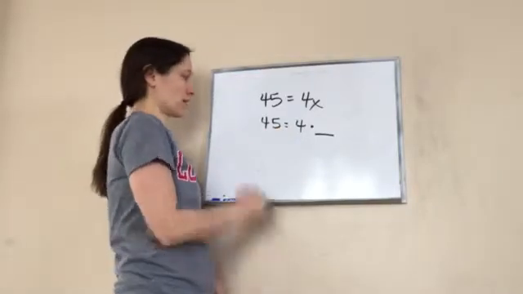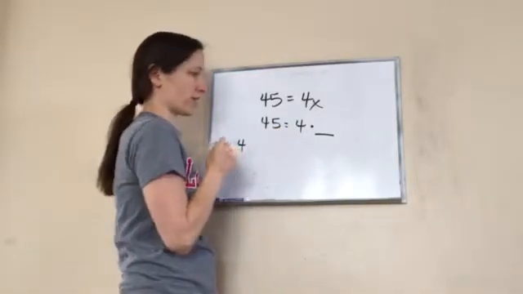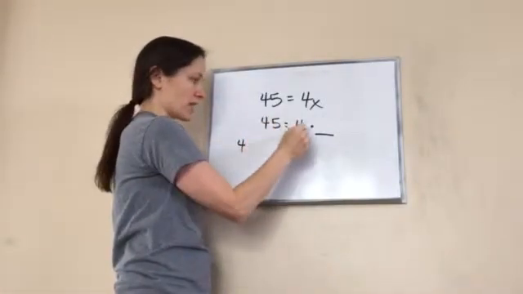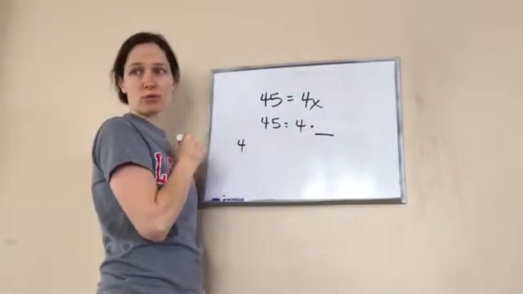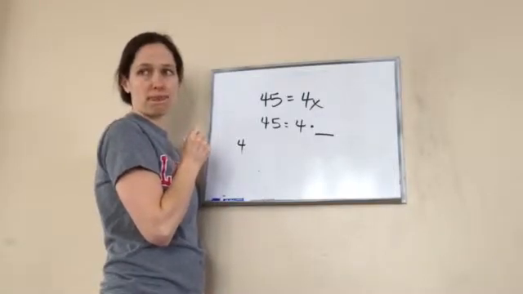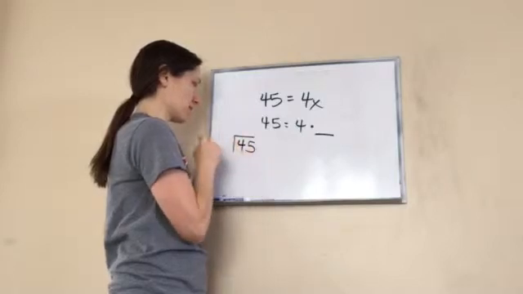I don't know. Okay. I don't either. I thought that was a 9. So, let's do this. 4 times what equals 45? So, how do I answer this problem? You would divide it. Okay, what do I divide? 45 divided by 4.